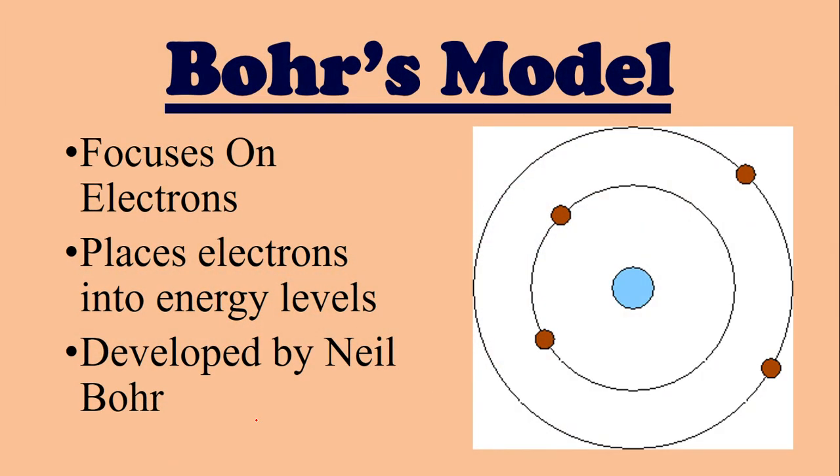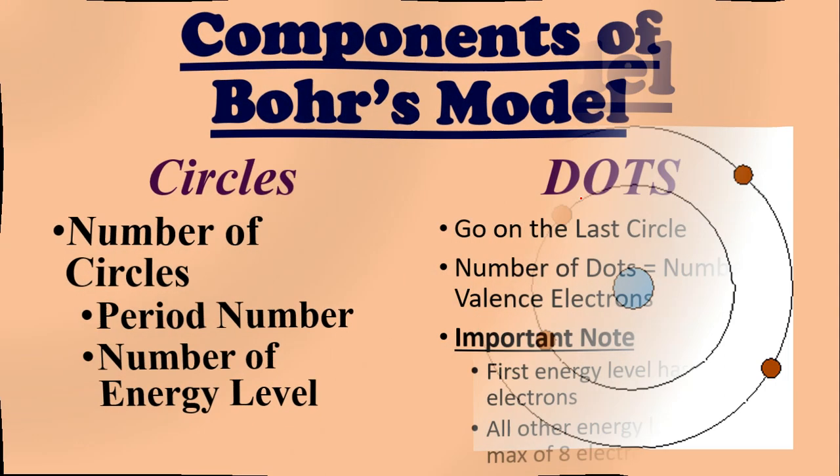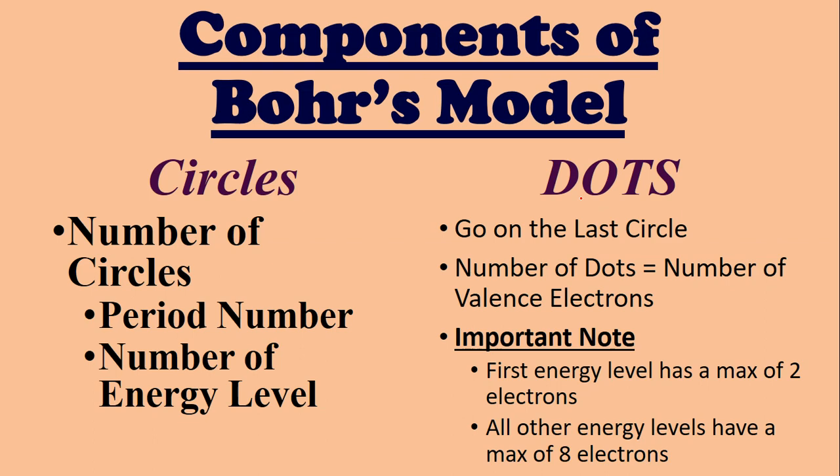So Bohr's model was the model of the atom, but Bohr focused on the electrons, placing them into energy levels. If you can see this picture over here, this is a picture of Bohr's model. Now the components of Bohr's model are two things: circles and dots.